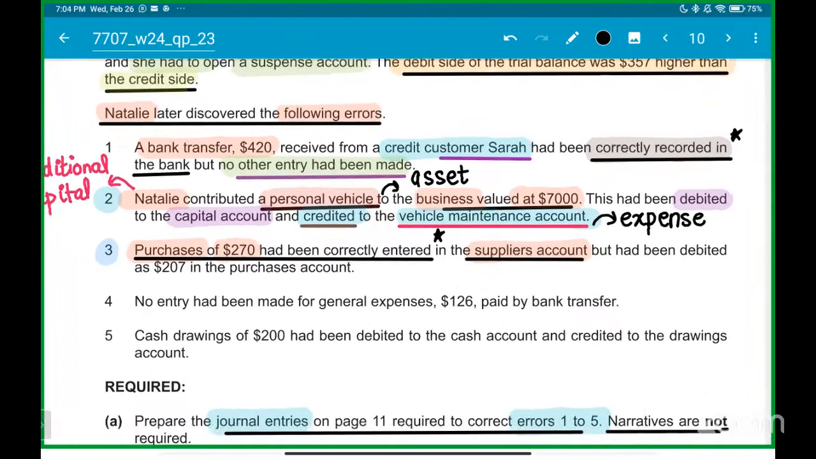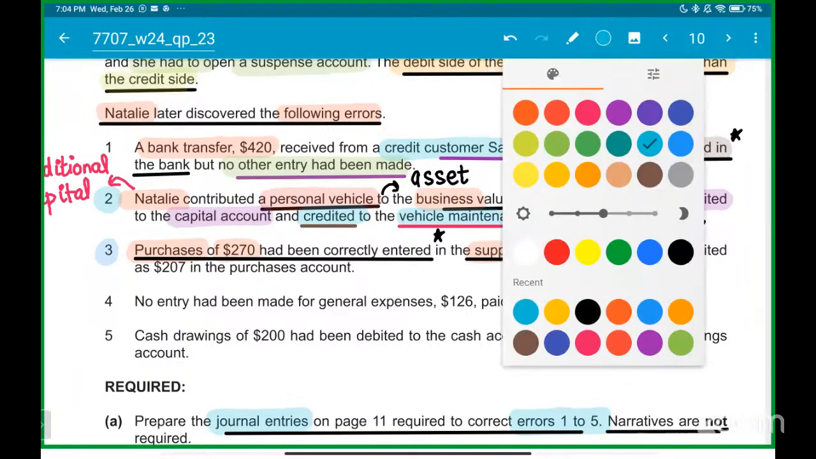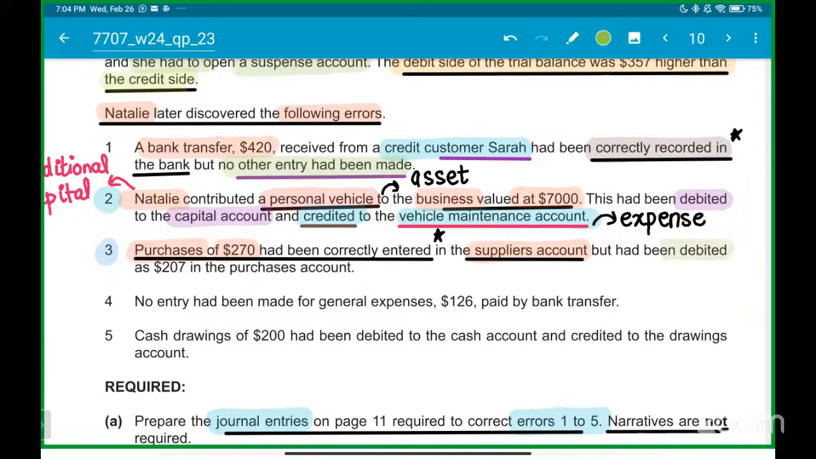Moving on to error number three, as we can clearly see, it had been debited. So purchases are always debited, and the supplier, the trade payable or the creditor, was always credited. So the creditor, the trade payable, is recorded correctly, but purchases had been debited as 207 in the purchases account. So this error will affect the trial balance because the credit side is recorded correctly.